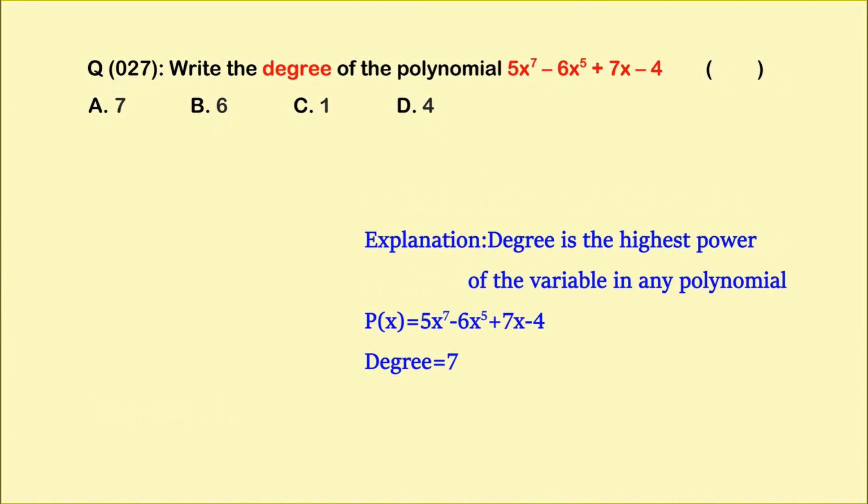Question number 27. Write the degree of the polynomial 5x to the power of 7 minus 6x to the power of 5 plus 7x minus 4. So you can see in the explanation, degree is the highest power of the variable in any polynomial. So it has the highest power as 7. So degree also 7. So the right answer is A.